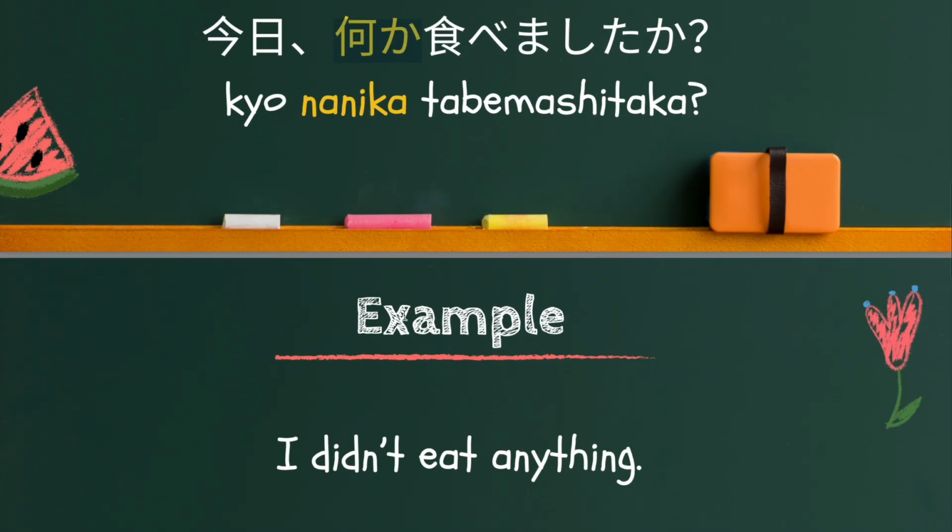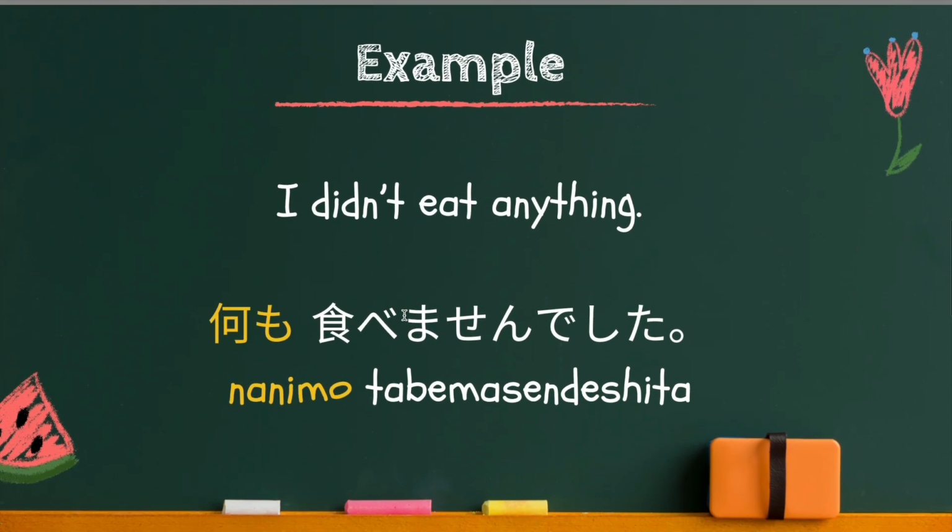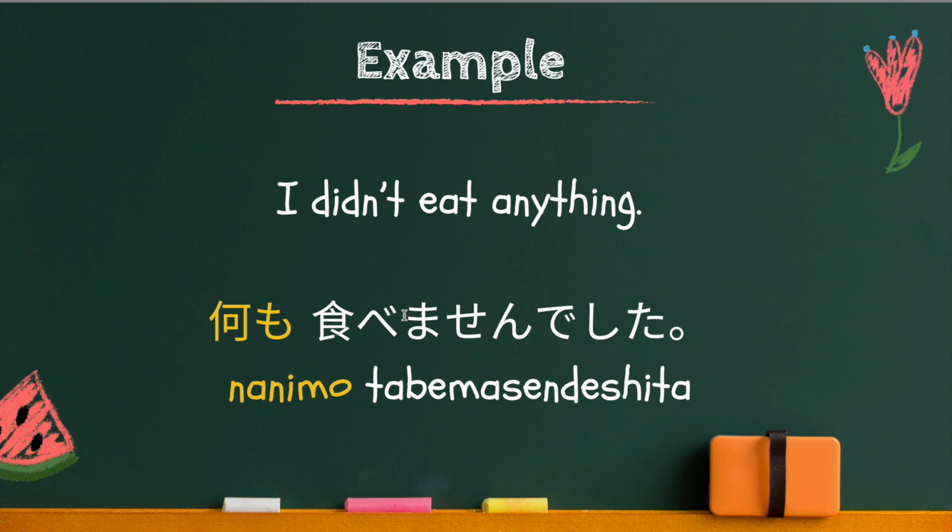Next example. I didn't eat anything. 何も食べませんでした. No particle needed after 何も. And 何も can only be used in a negative sentence like this.